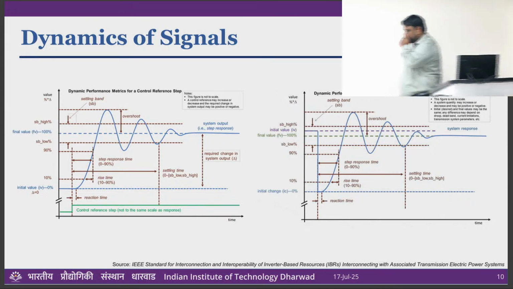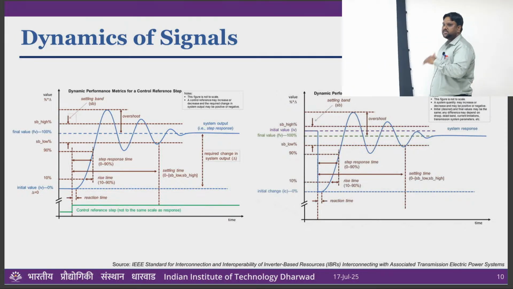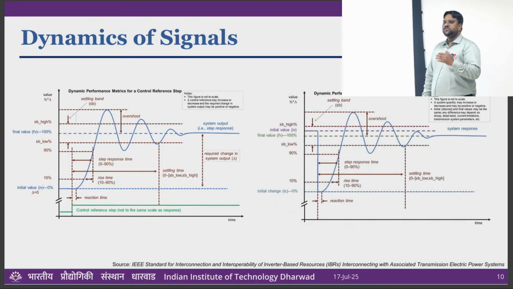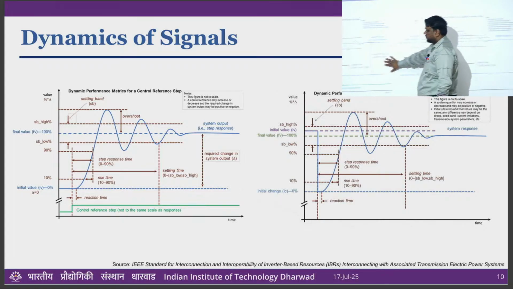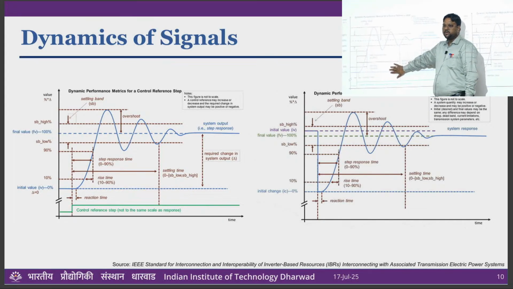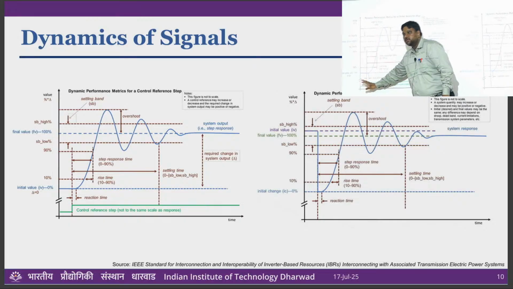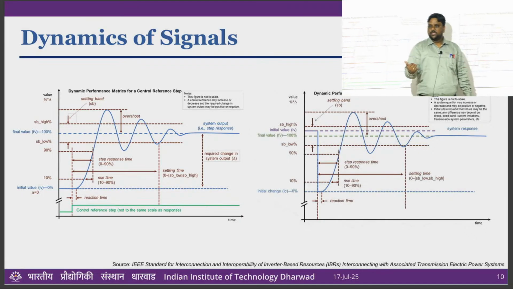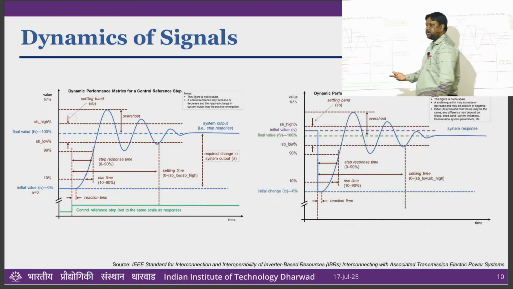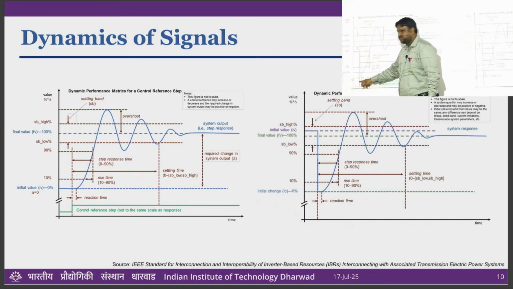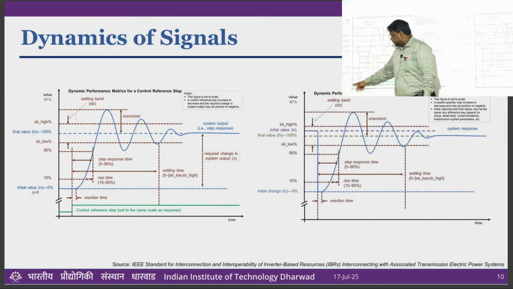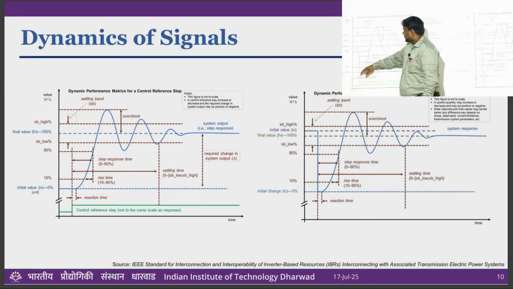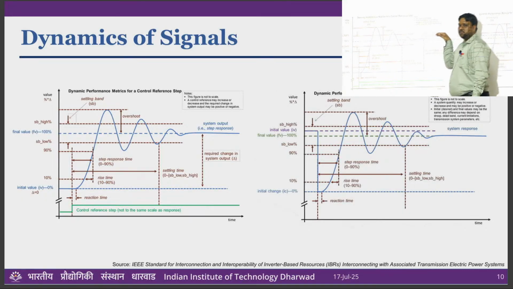Another thing, in this grid code you see several dynamic rules and regulations. They gave a very common picture: if your IBR power plant controller, in any signal, whether active power, voltage, frequency, or reactive power, faces a sudden step change, this green you see is basically the control reference. If your controller sees a step change, your plant should follow this dynamics.